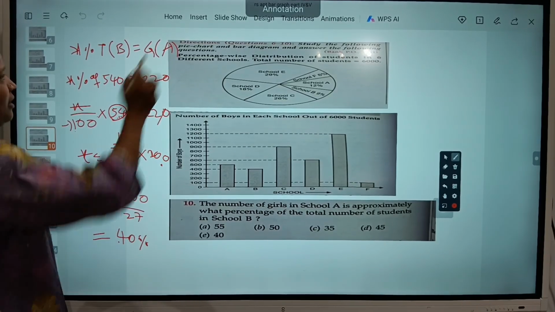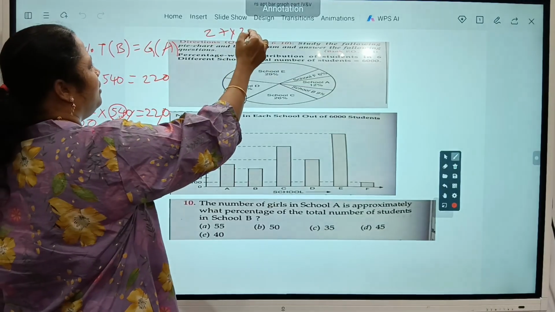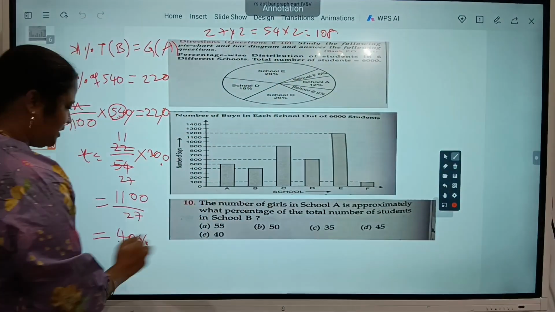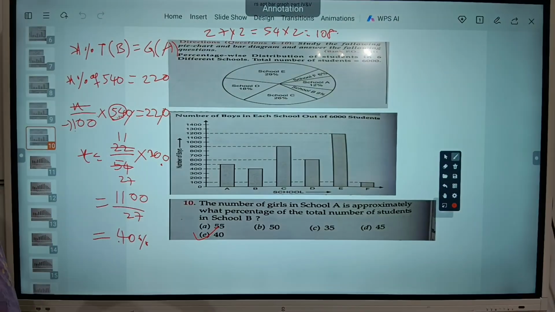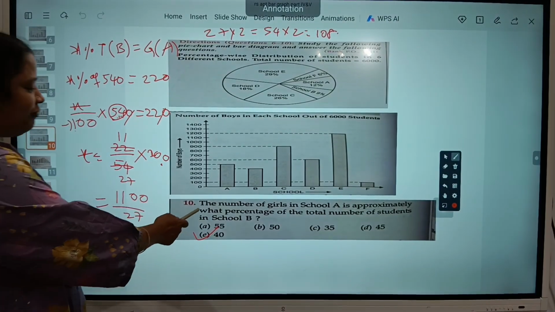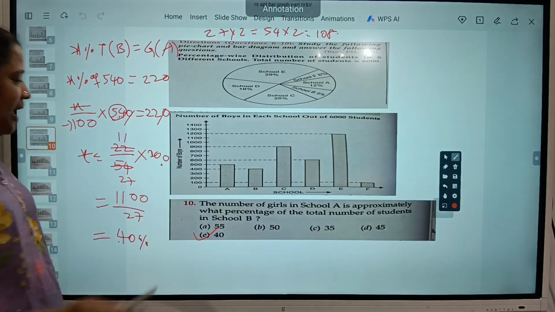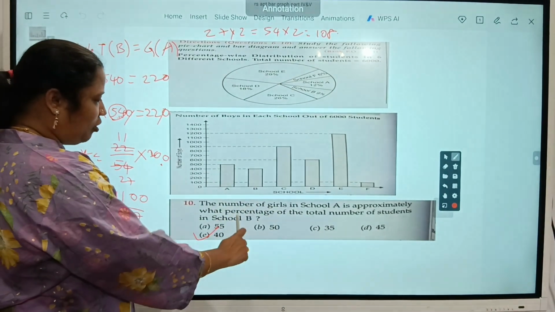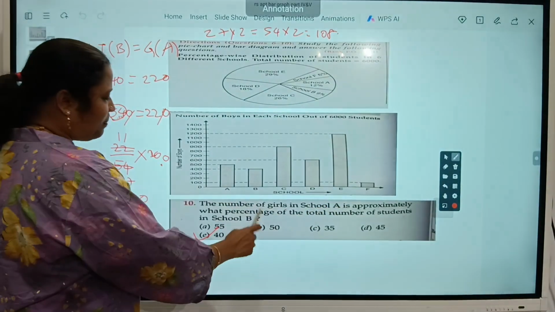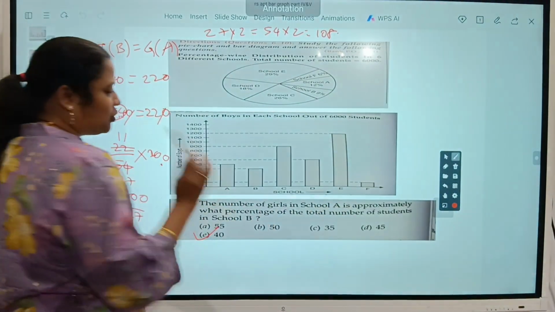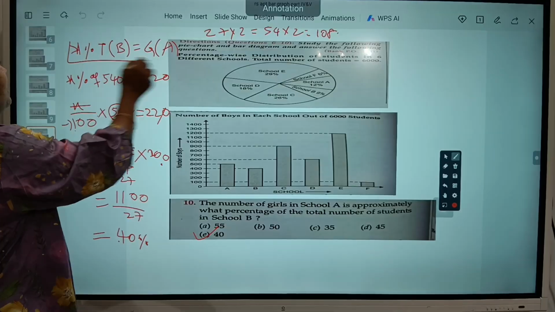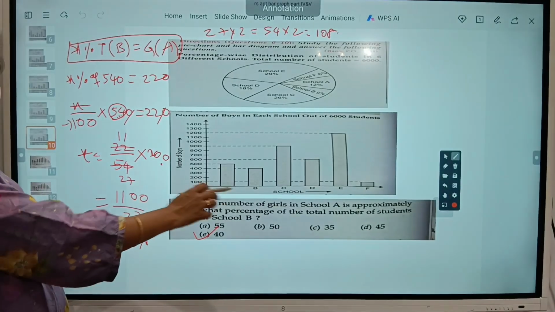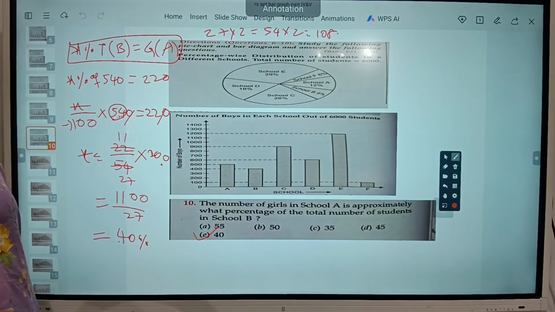Why? Because 27 twos are 54, 54 twos again 108. So approximately it will come around 40%. Hope you all understand this. So if you read the question wrongly, like the total number of students in school B is approximately what percentage of total number of girls in school A, then the equation will get reversed. Then you will get the wrong answer. That's why study the question carefully. Then only you will get the right answer for this type of questions.